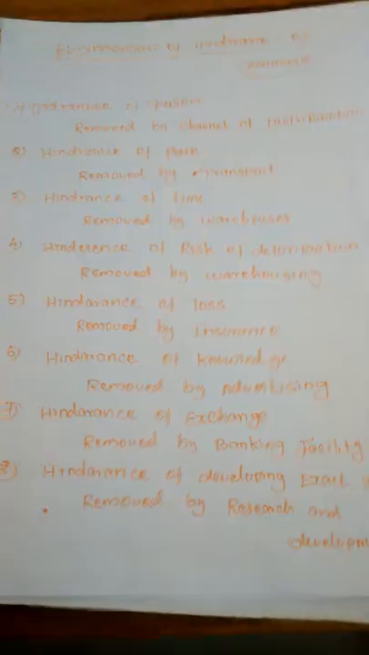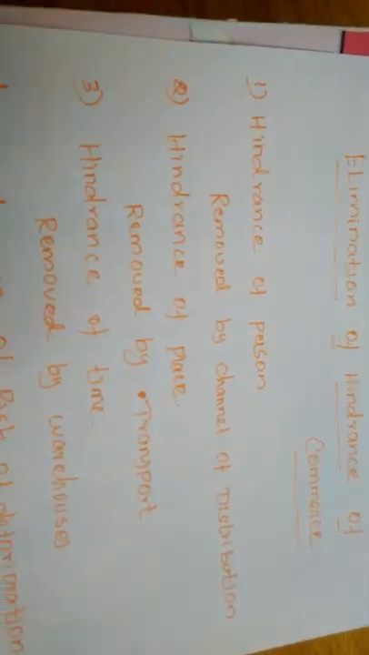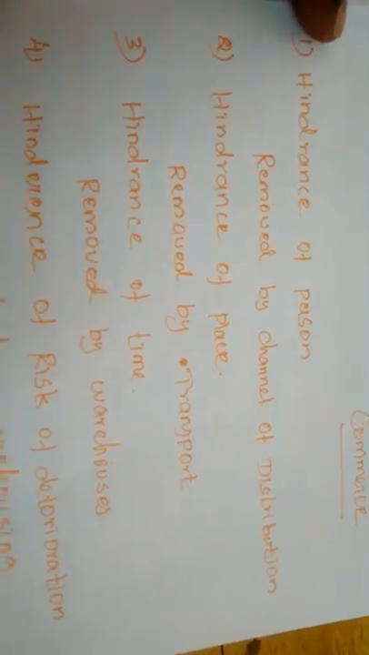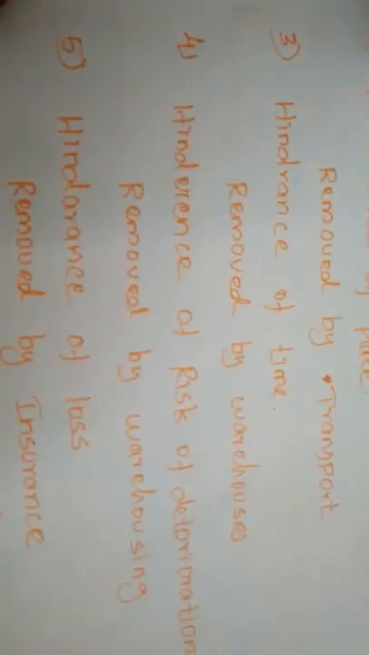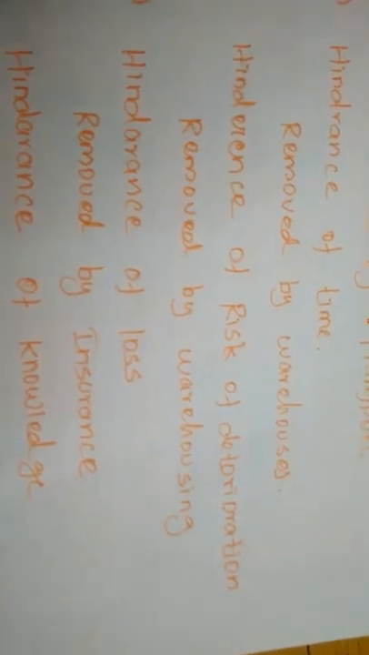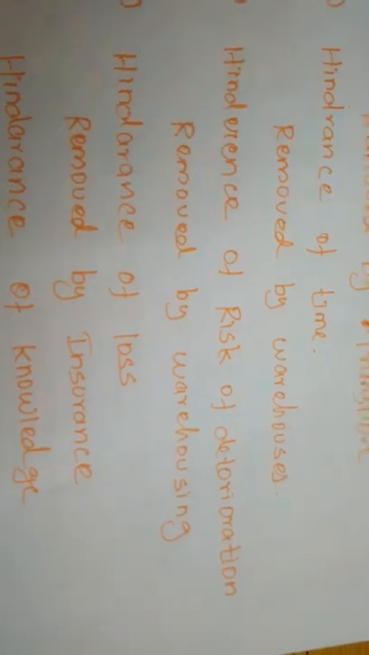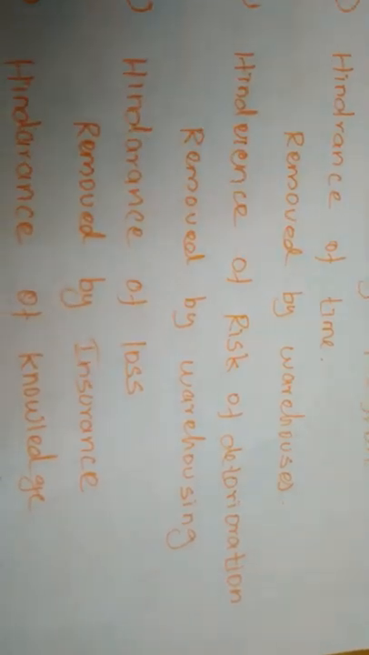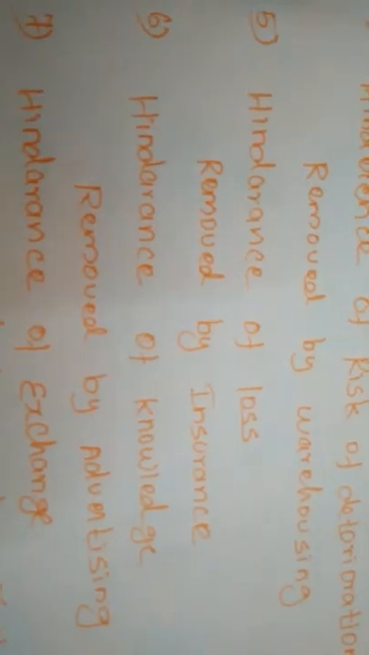Okay, what are the hindrances? The hindrance of possession will be removed by channel of distribution, and the hindrance of place will be removed by transport. Next, hindrance of time will be removed by warehouse. Next, hindrance of risk of deterioration will be removed by warehousing. We will study about that later, with the differentiation of warehouses and warehousing. Okay, next the hindrance of loss is removed by insurance.